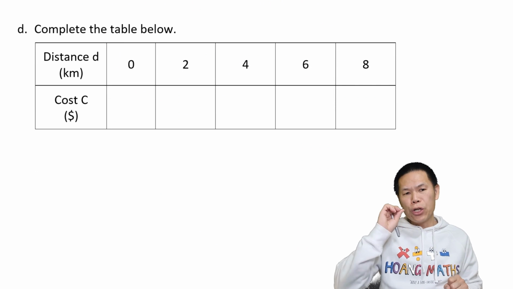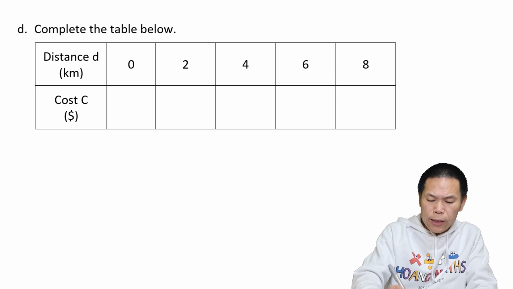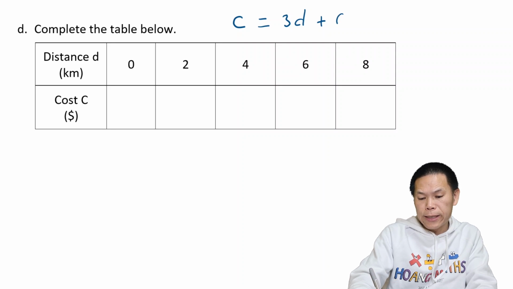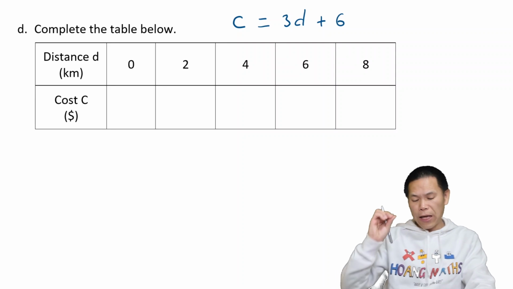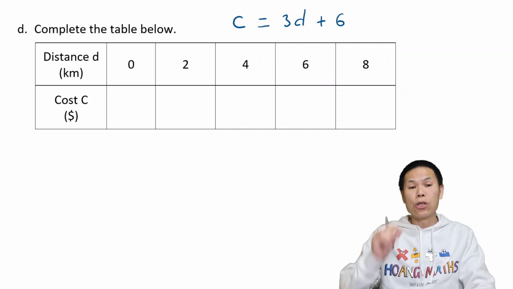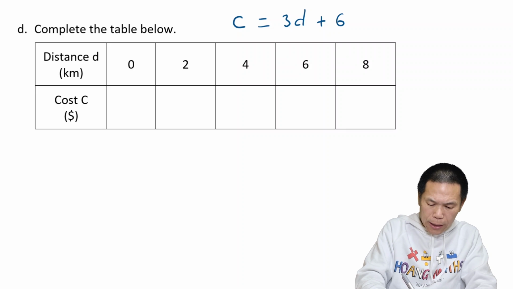Part D. So we need to complete this table. So first of all, the rule is, let me just write this down. The cost is $3 times the distance traveled plus $6, that is the flat fee. So now we just substitute d is 0. So 0 times 3 is 0, and we add 6. So that is $6.